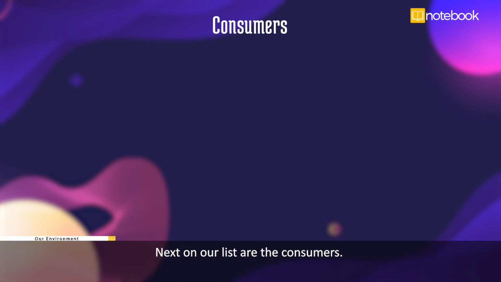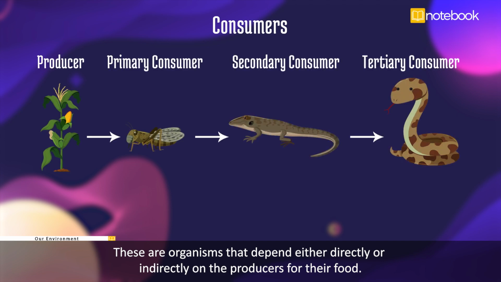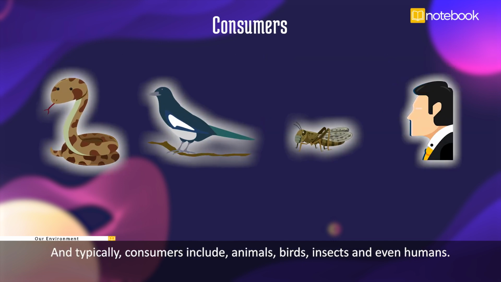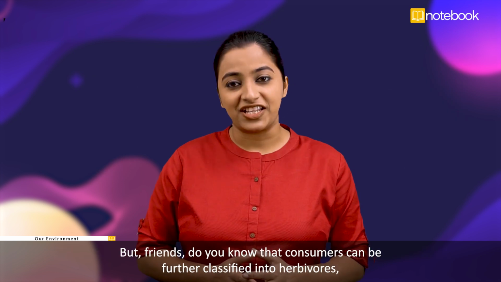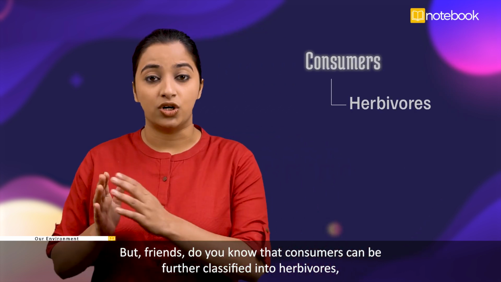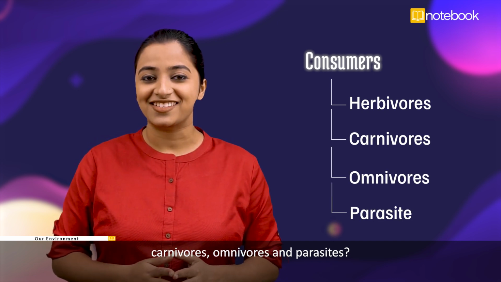Next on our list are the consumers. These are organisms that depend either directly or indirectly on the producers for their food. And typically, consumers include animals, birds, insects, and even humans. But friends, do you know that consumers can be further classified into herbivores, carnivores, omnivores, and parasites?